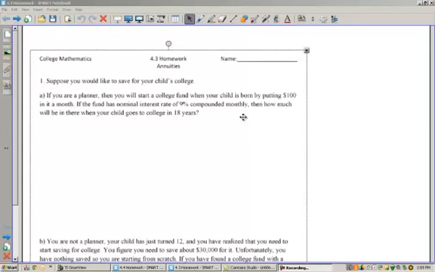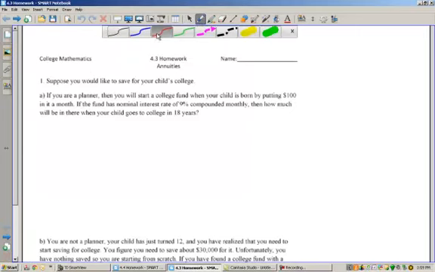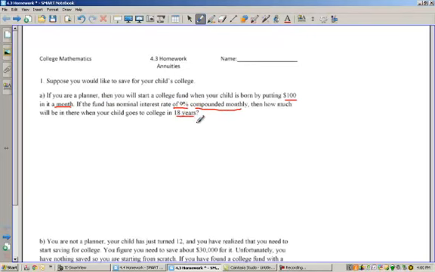This is 4.3 homework on annuities. And so here it says, suppose you would like to save for your child's college. If you are a planner, then you will start a college fund when your child is born by putting $100 in it a month. If the fund has a nominal interest rate of 9% compounded monthly, then how much will be in there when your child goes to college in 18 years?